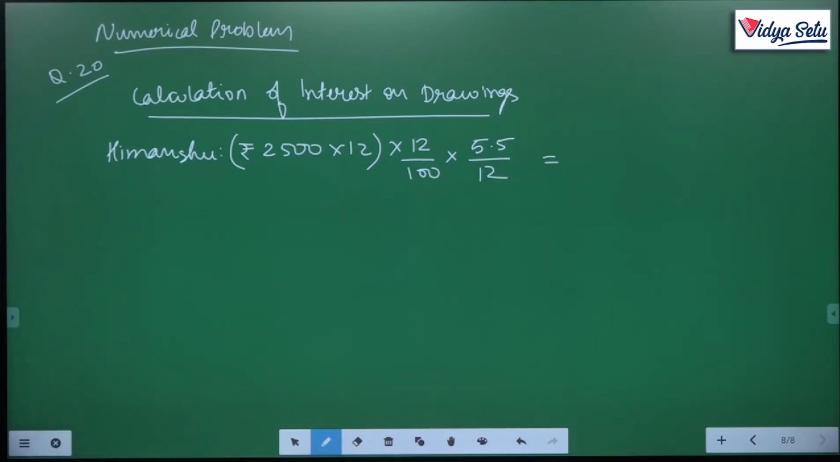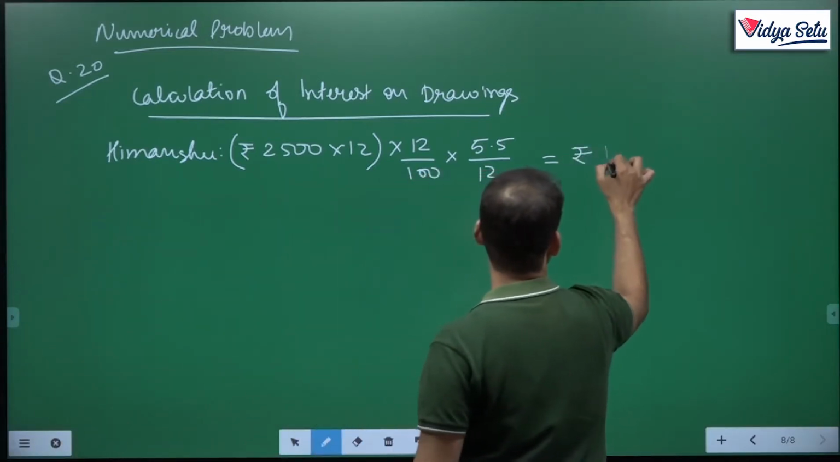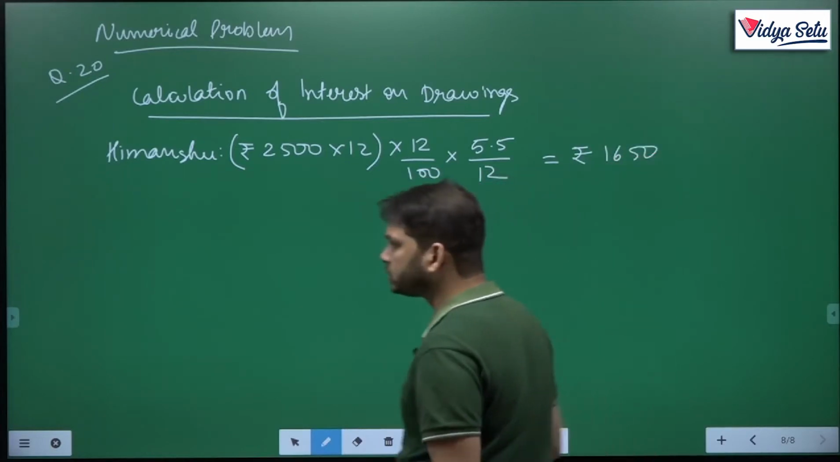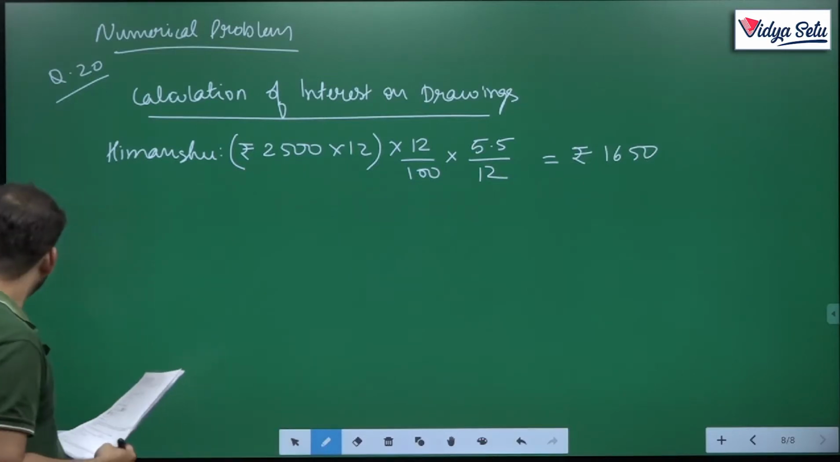Let's solve this. So, the answer comes to rupees 1650, and that is our answer. The question is done. Let us do another one.